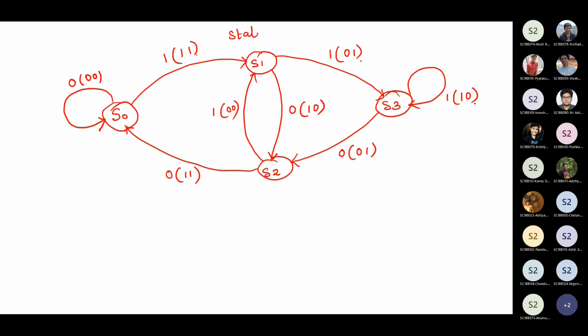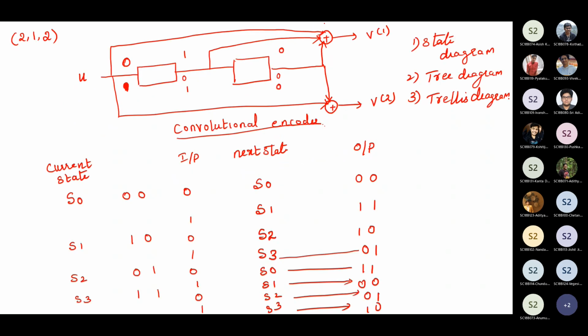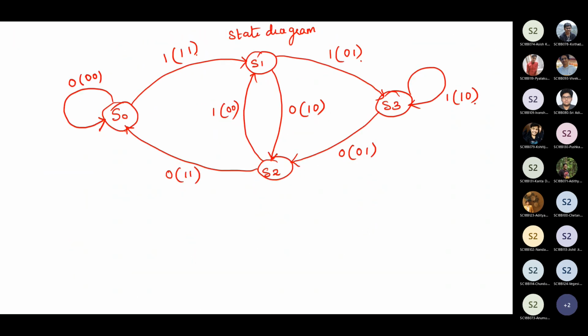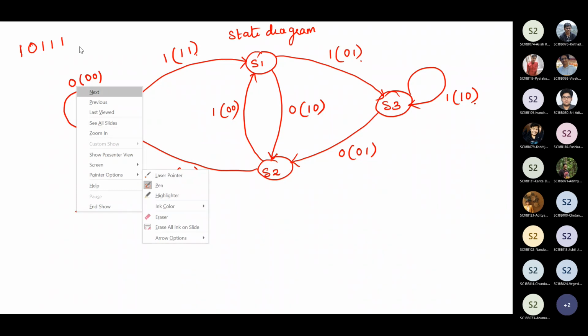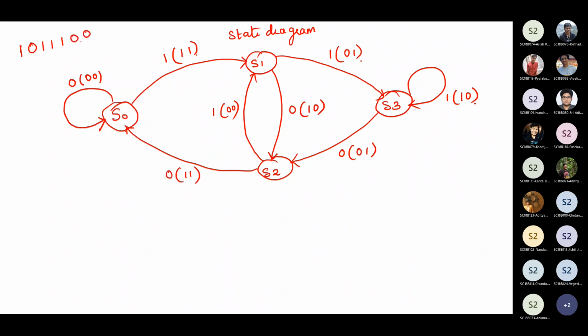So this is the state diagram. From this diagram, how to do the encoding? We will take the input 1 0 1 1 1 0. Okay, so this is the input. How many memory elements do we have? 2 memory elements. So we will add 2 zeros at the end to make the memory content 0.